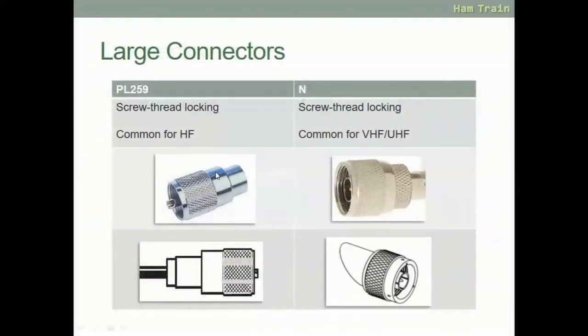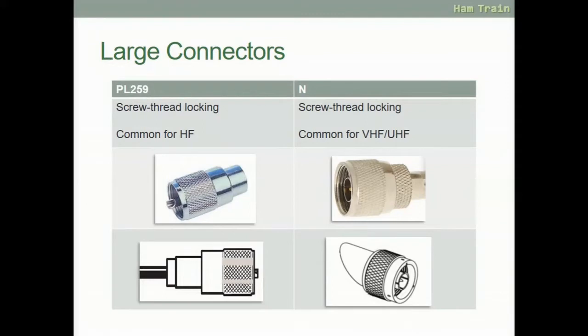So the first 2 types we have here are the PL259 and the N connector. They look fairly similar, but they are very, very different. The PL259, it says here, is common for HF. There was a stage when VHF and UHF were going over to N connectors. I personally have noticed that they are starting to come back to the PL259. The reason for this is the N connector is a nightmare to put onto a piece of coax. It's an absolute nightmare. Whereas the PL259 is relatively straightforward.